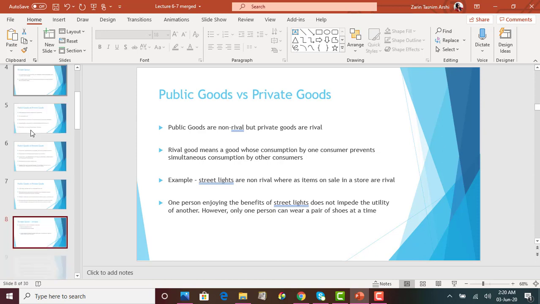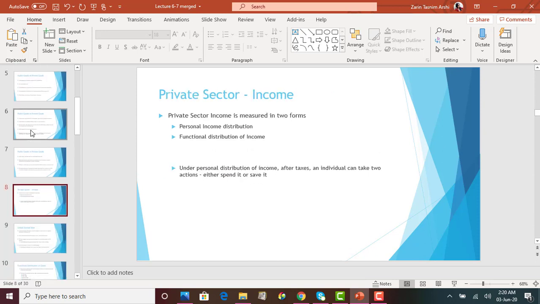Okay, so moving on, private sector. Now we focus on private sector a little bit. Private sector income can be measured in two forms. The first one is called the personal income distribution, and the second one is called the functional distribution of income. So under the personal distribution of income, it is basically the income after taxes that an individual can take.